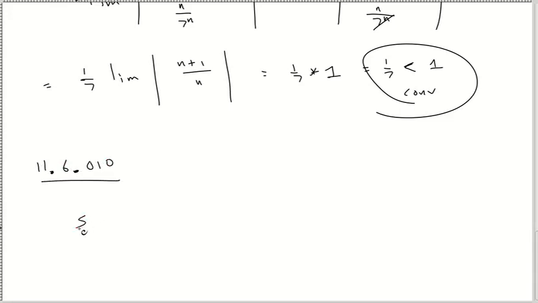11.6.010. I've got the summation as n goes to infinity of n factorial divided by 108 to the n power. That's kind of weird. So, converge or diverge? I'll wait.